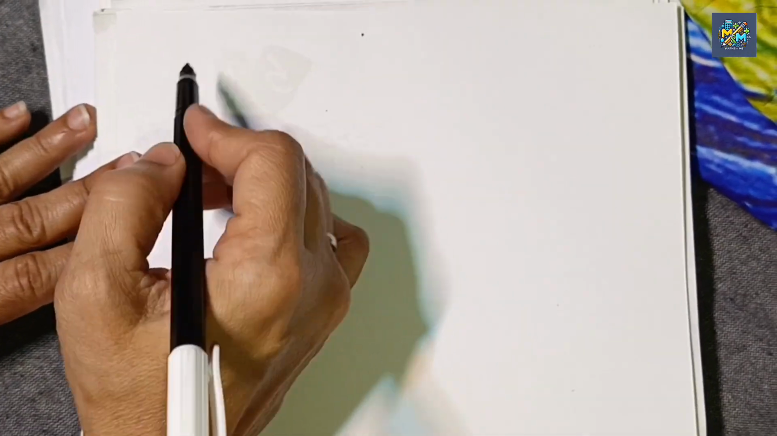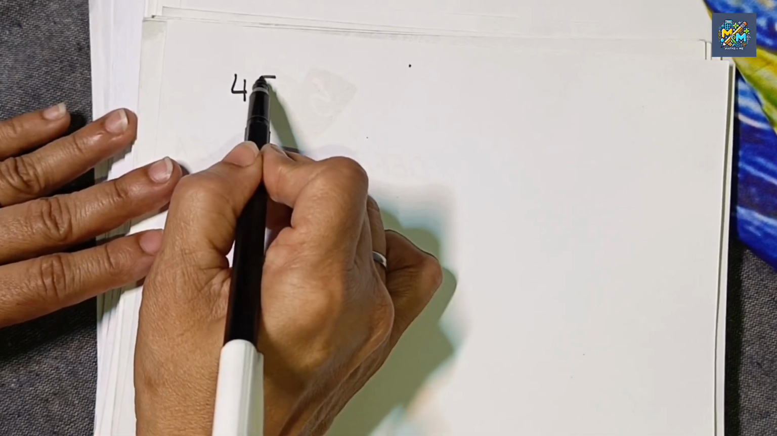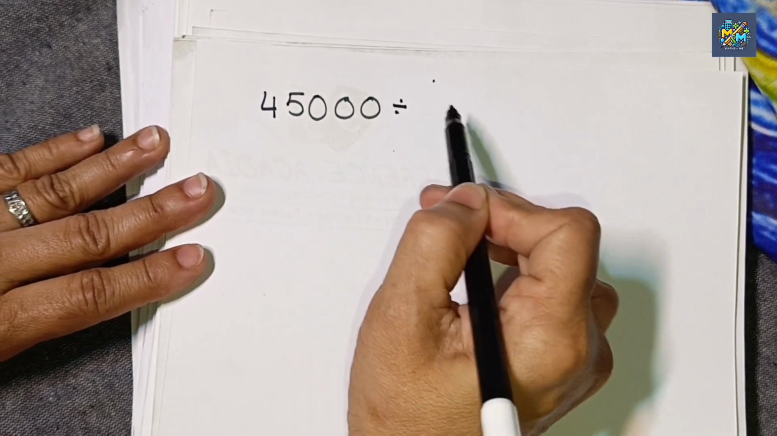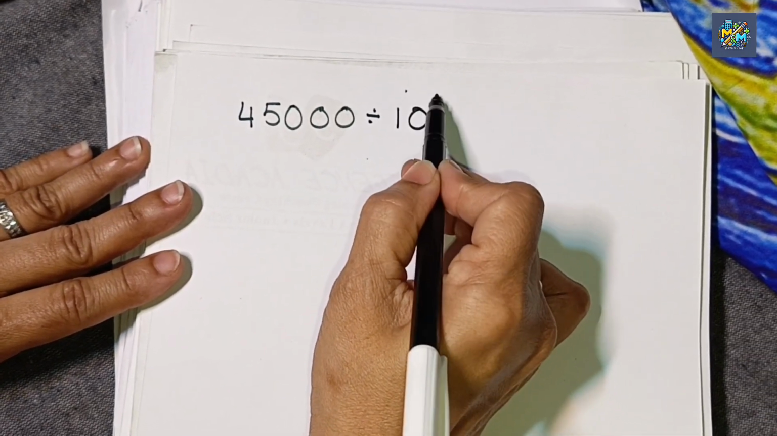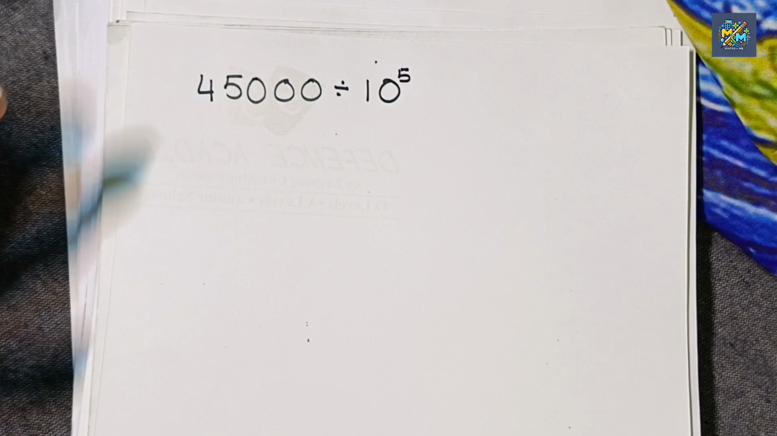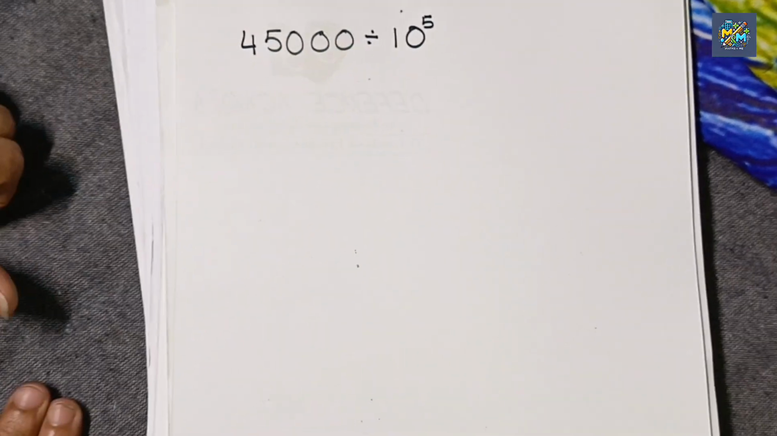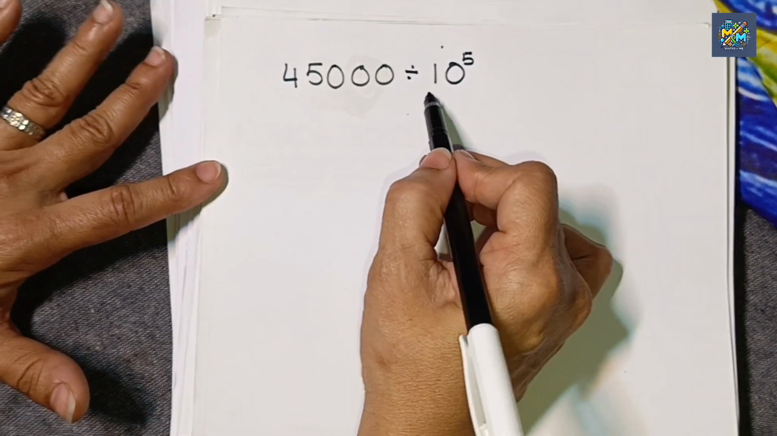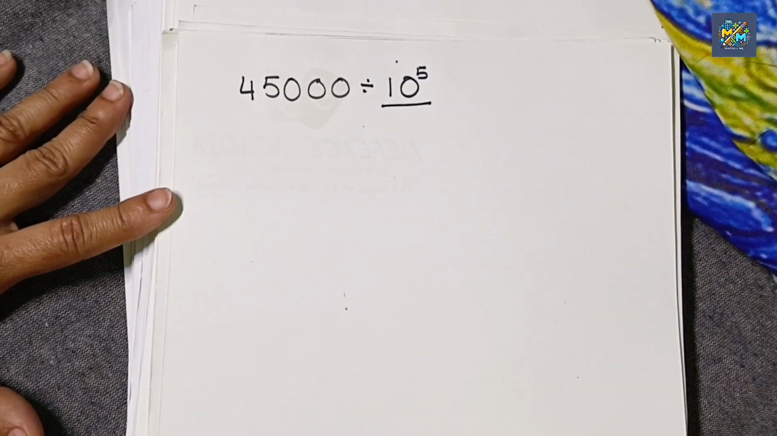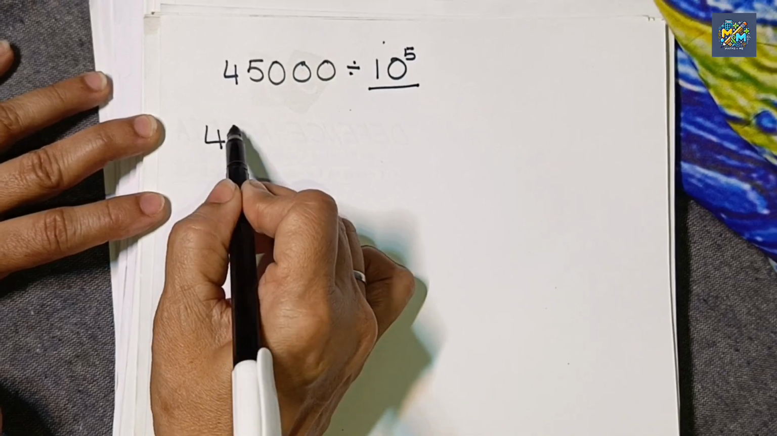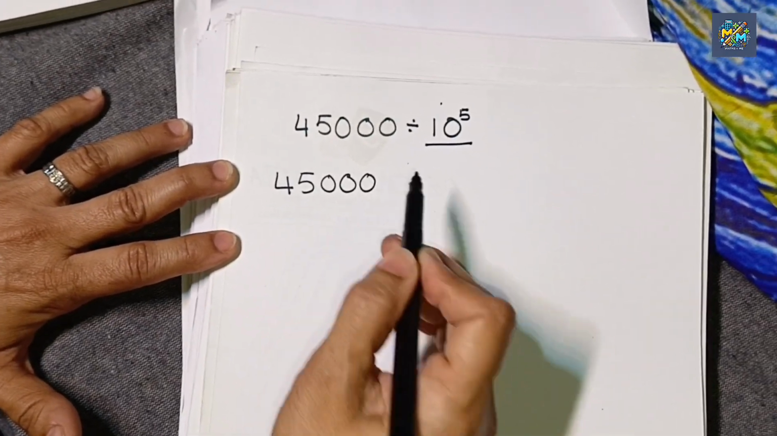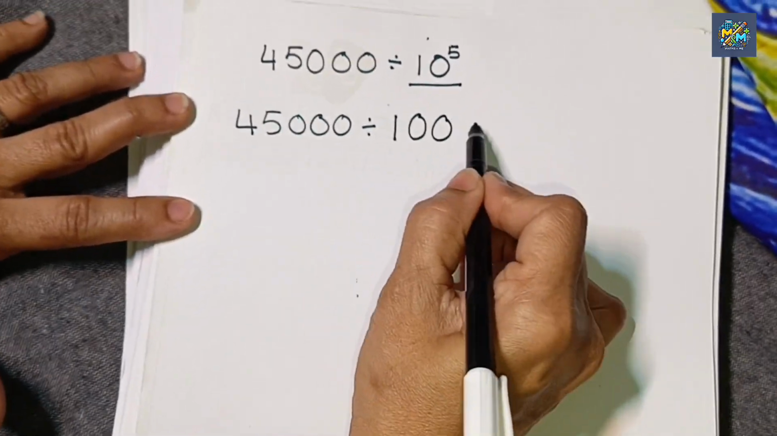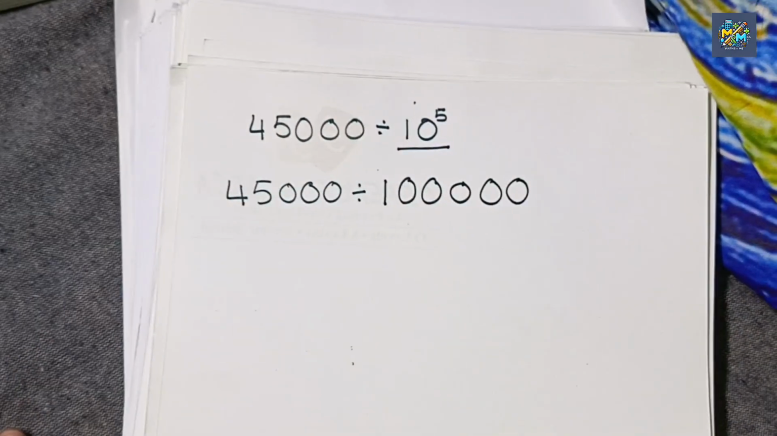Then let's move on to the exercise. Now here the question is 45,000 divided by 10 raised to 5. See the sign difference. In the previous sum it was a multiplication and here it is a division. So let's expand this 10 raised to 5 first. So what I will be doing, this is going to be the same as it is. Division and then 1, 2, 3, 4 and 5.